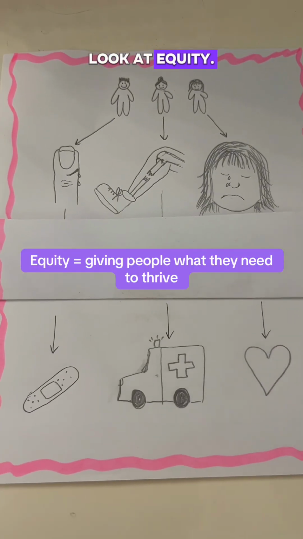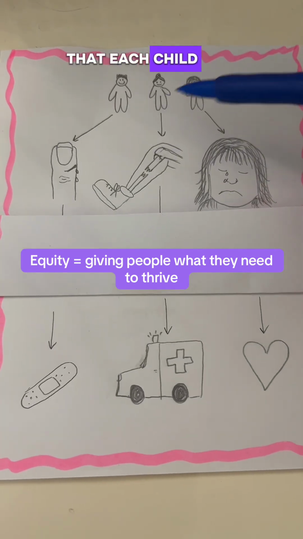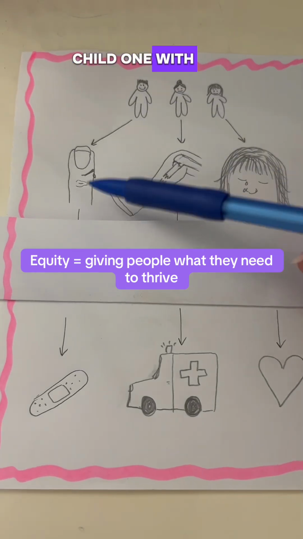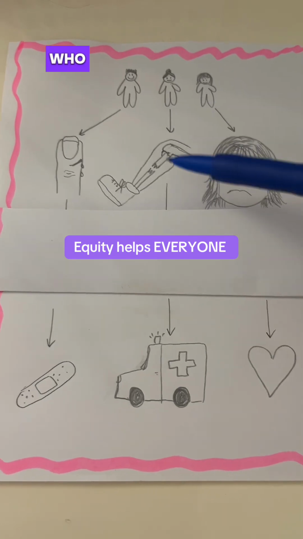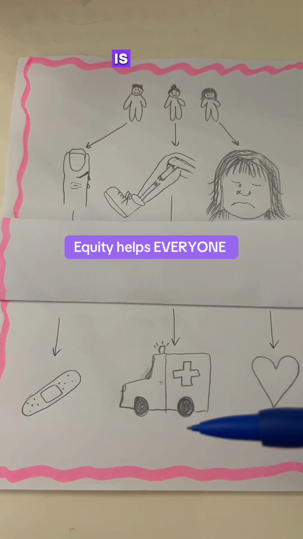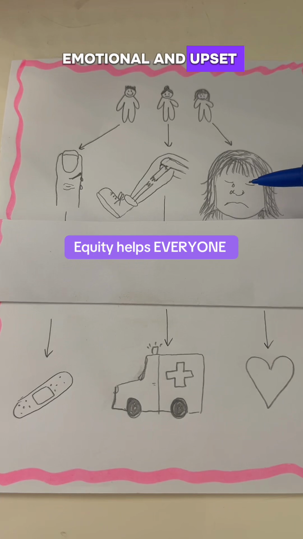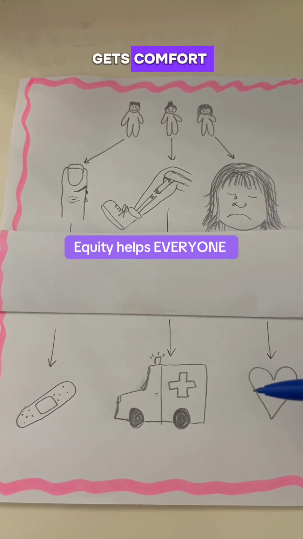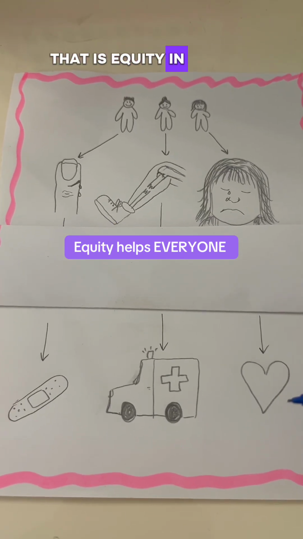Okay, now let's look at equity. In this scenario, the teacher recognizes that each child has unique needs and responds accordingly. Child 1 with the cut on the finger gets the band-aid. Child 2, who has the broken leg, receives first aid and an ambulance is called. And child 3, who is emotional and upset about grieving the loss of a loved one, gets comfort and emotional support from a school counsellor. That is equity in action.